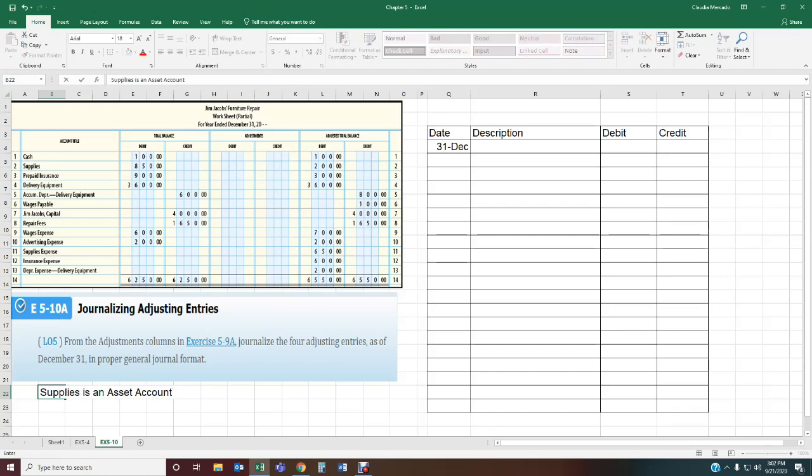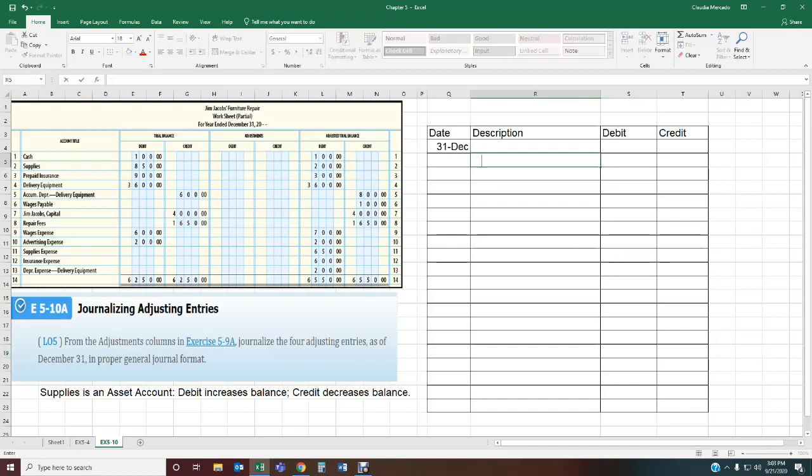A debit increases the balance, a credit decreases the balance. Okay, by now we should know this. I'm just putting this for reference. So what happened to my asset account? It decreased. So because it decreases, I have to credit my supplies account.